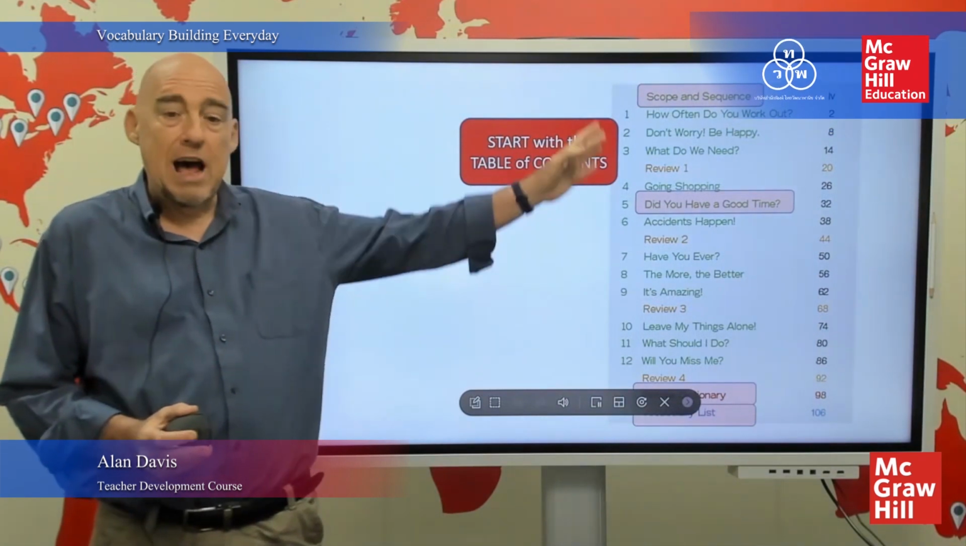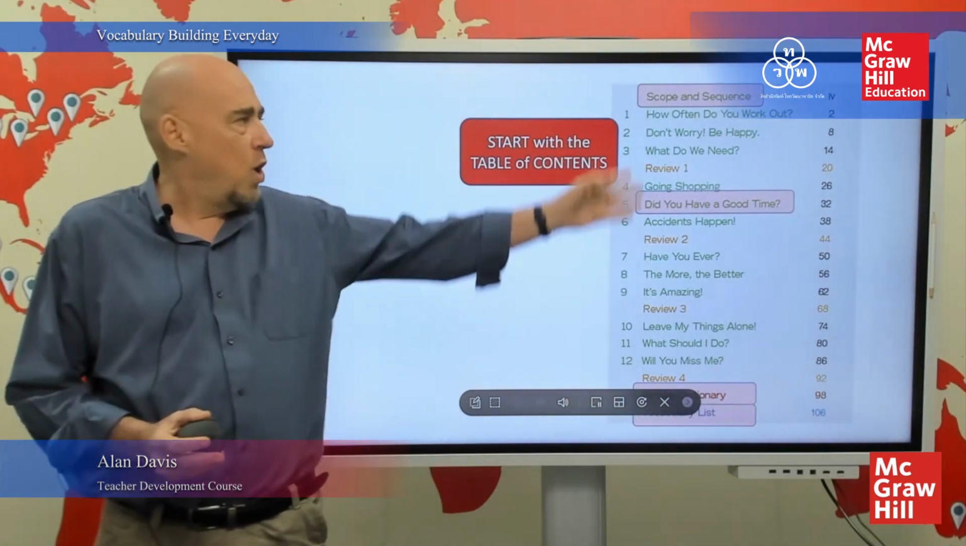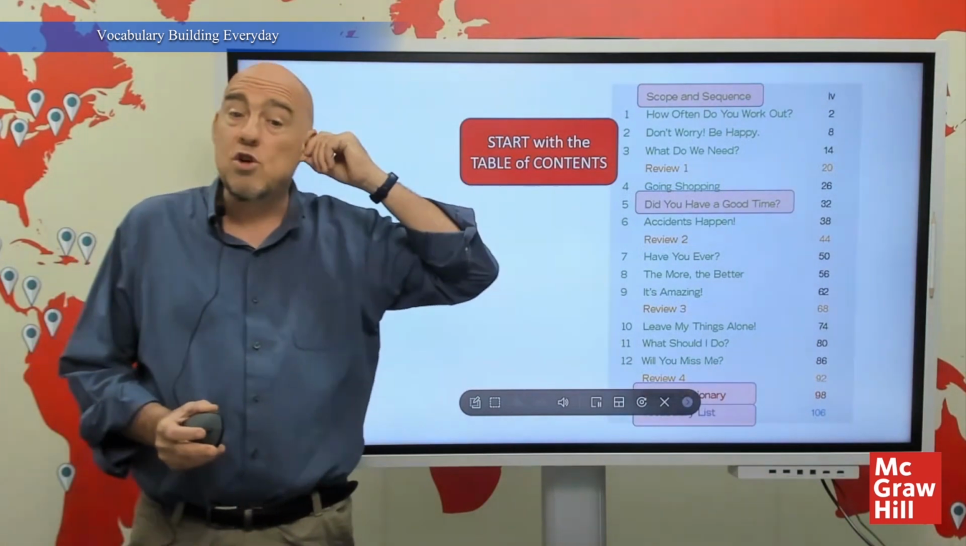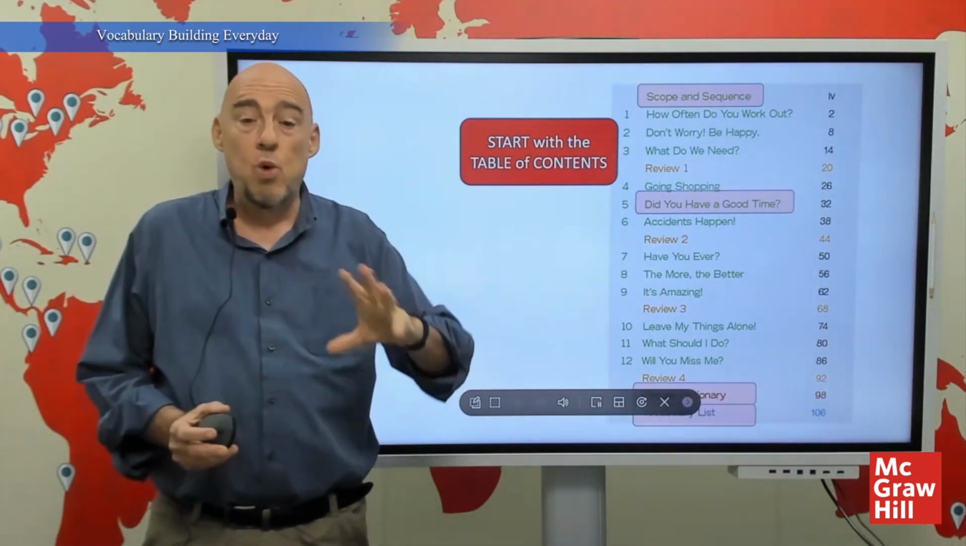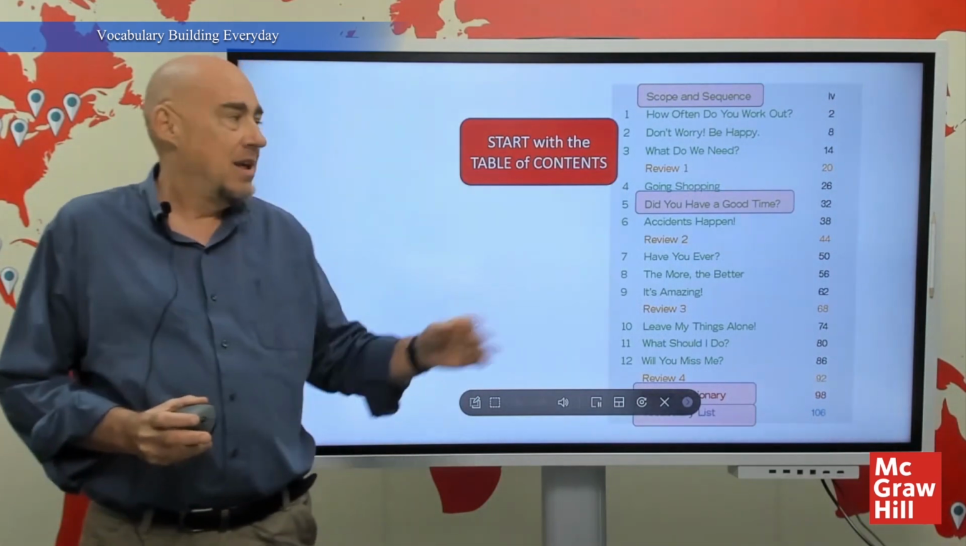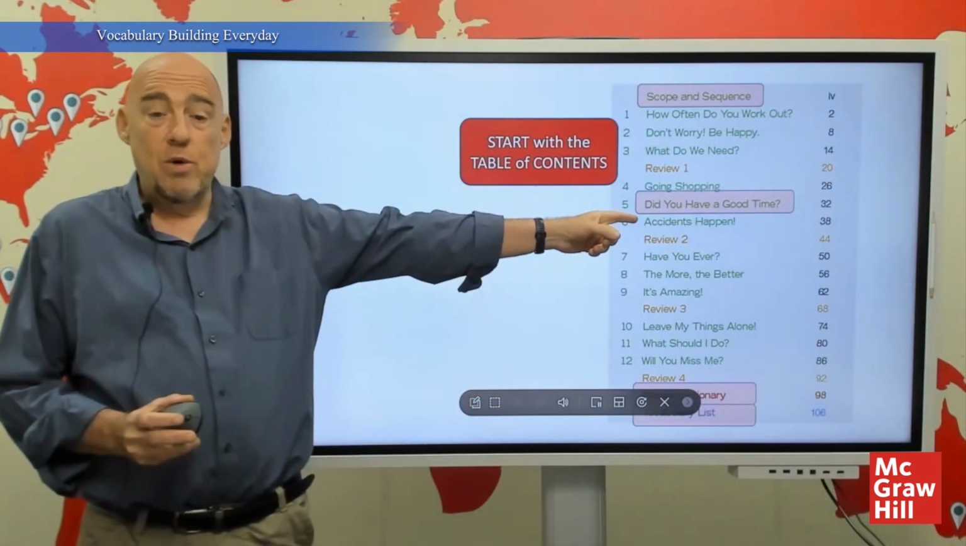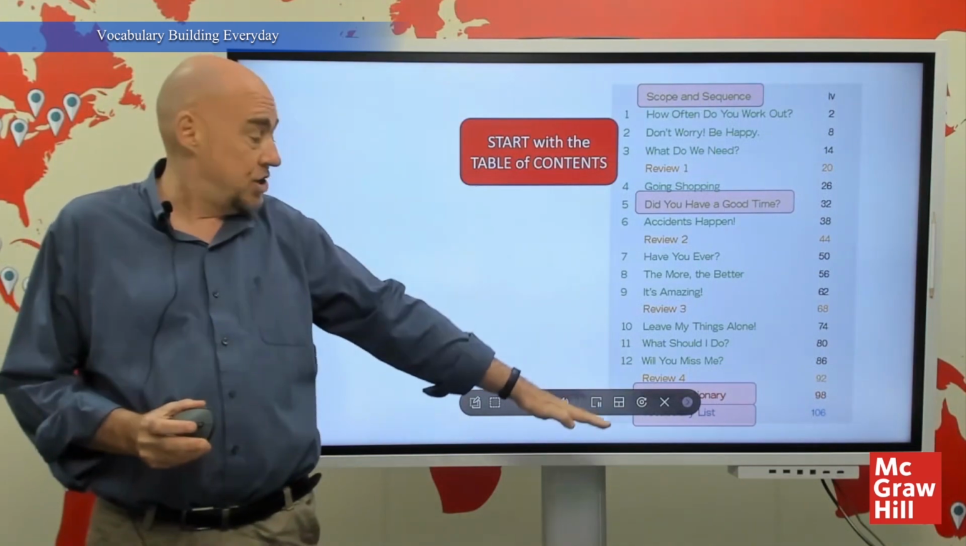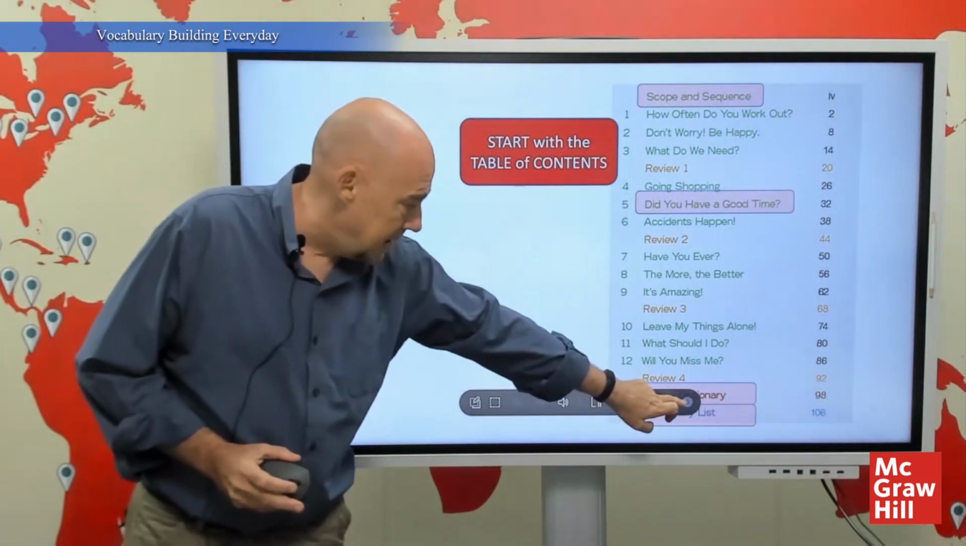So you can see that I highlighted a few things here. One is your scope and sequence. That will give you some idea about what the students are going to be learning during that time period. Look at the unit you're actually going over. Look at the picture dictionary if there is one that's available.